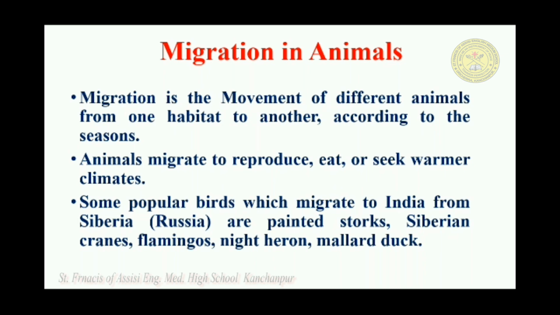And there are some popular birds which migrate to India from where? From Siberia, and Siberia is in Russia. They are such as painted storks, Siberian cranes, flamingos, night heron, mallard duck. So these are examples of birds that migrate to India from Siberia. And there is one more example, the Arctic tern. That is a small bird.